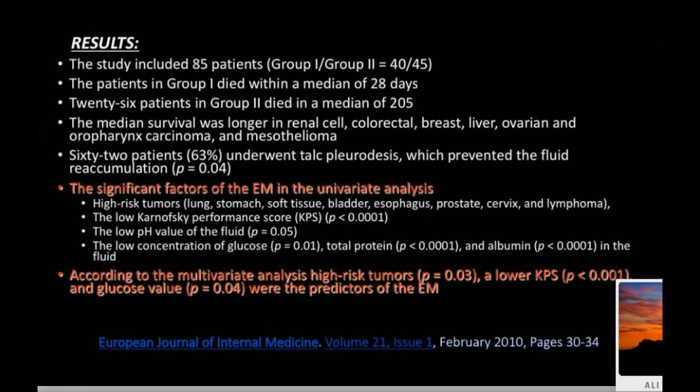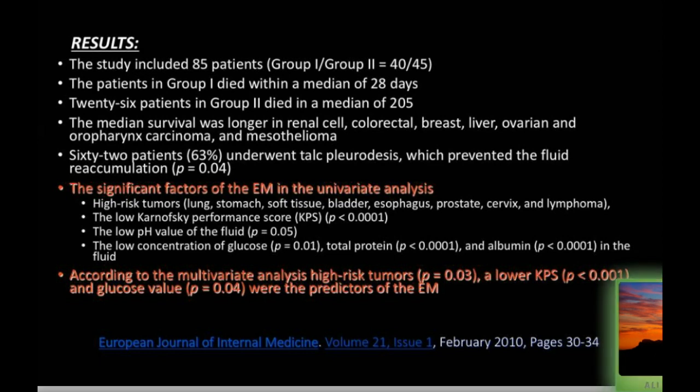So 85 patients, 40 of them died within 3 months, within actually 28 days, so within 1 month. And the others, 45, died after approximately within a year, after 9 months or so. An average group two patient died in 205 days. So a very drastic difference between the two groups, more than 10 times, right? 28 days versus 200 days. And they looked at the people and their relevant malignancy. People who had colorectal cancer, breast cancer, which is an important one to remember because the vast majority of MPEs are due to breast, people who have breast cancer, liver, colorectal cancers had a relatively good prognosis and lived longer.